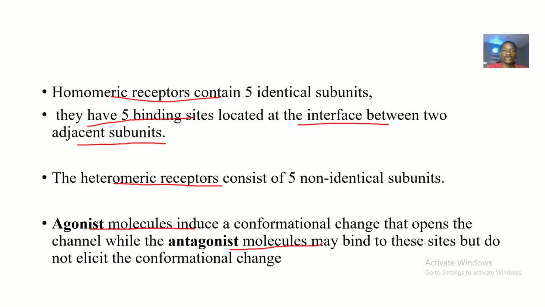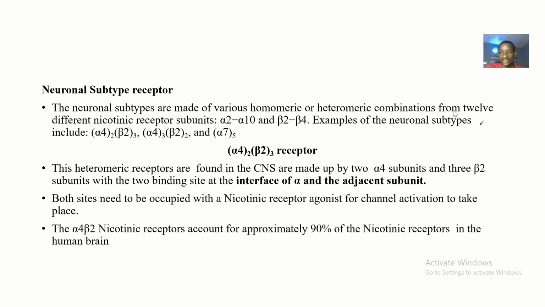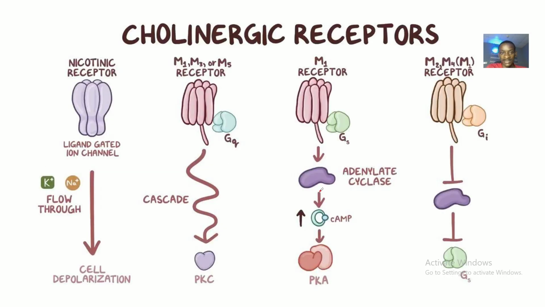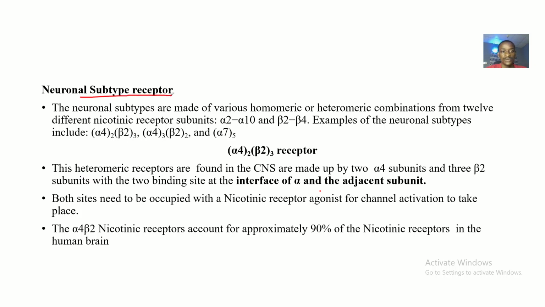So antagonist molecules bind, they will not activate the molecule, and will even inhibit other activator substances from binding to the molecule. On the basis of this, let's have, I think, the second to the last slide. So the neuronal subunit subtype now. Neuronal subtypes are made up of various homomeric or heteromeric combinations from 12 different nicotinic receptor subunits. If it is alpha, it is alpha 1 to alpha 10. If it is beta, beta 2 to beta 4. Examples of neuronal subunits include alpha 2 to alpha 10, beta 2 to beta 4.